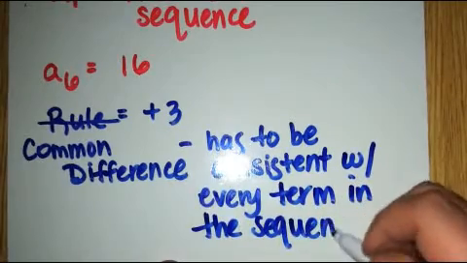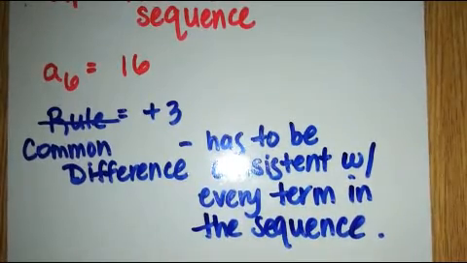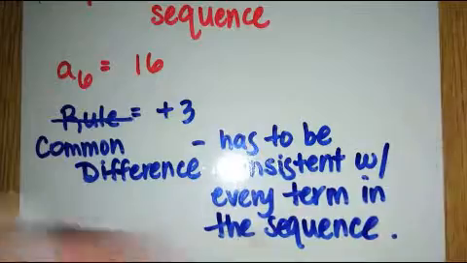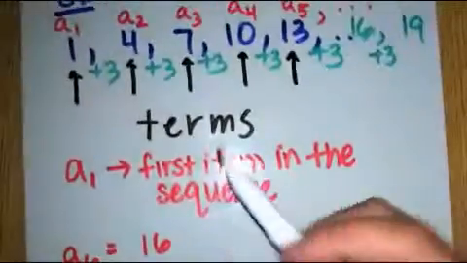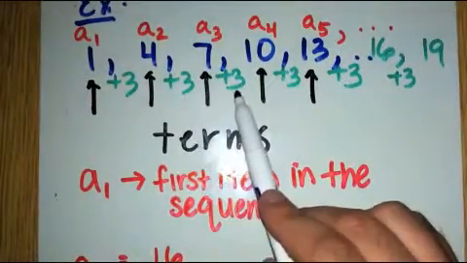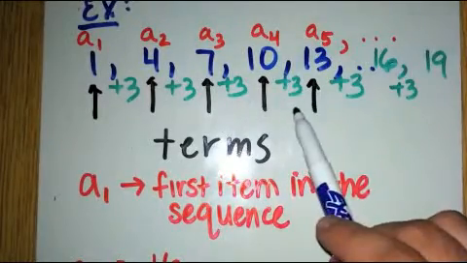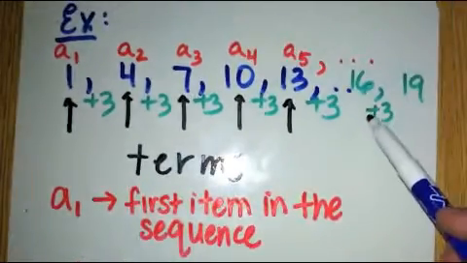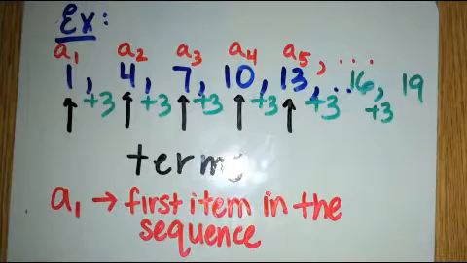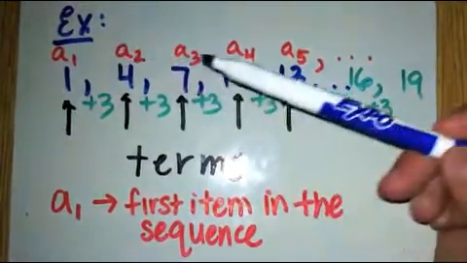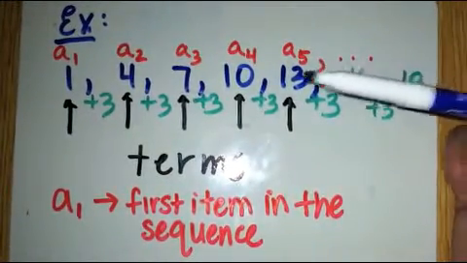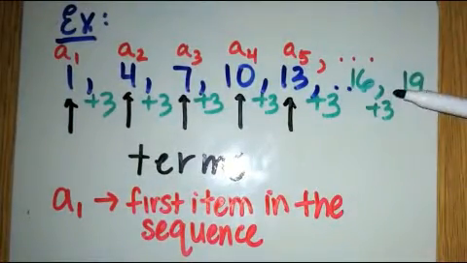Okay, so what does that mean? That means that I can't all of a sudden keep going plus 3, and next thing you know I get plus 2, and plus 2, plus 4, plus 5. It has to be consistent the whole way through. That's how I know that I have what's called an arithmetic sequence. I'm adding 3 to everything.